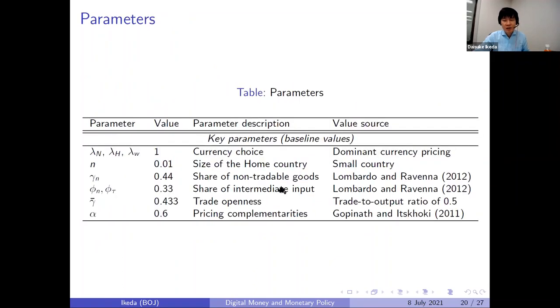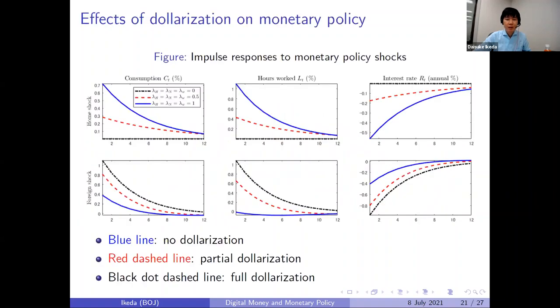Because time is limited, let me mention the parameters. The home country is parameterized to capture the average OECD country. I assume that the home country is relatively small, just 1% relative to the foreign country. But most of the countries in the actual economy are very, very small, like 1% of the total global economy. Because of time limitation, I want to say that results one and two hold in this extended model. That is, propositions one and two hold in this extended model.